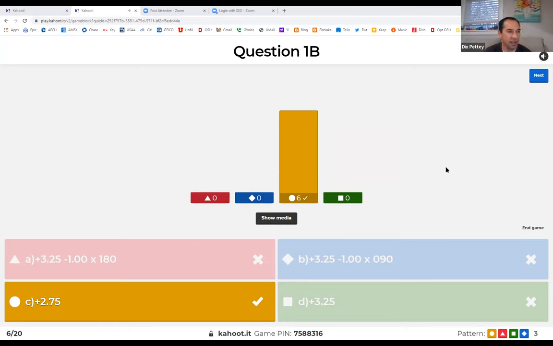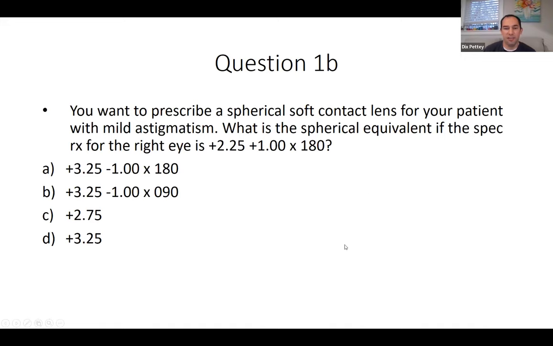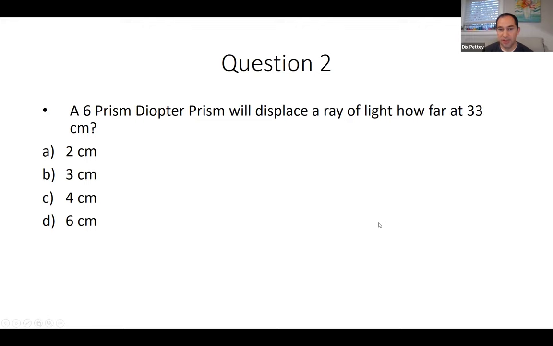Everybody rocking it on that one. Spherical equivalent is something that thankfully is pretty simple. I don't know how high yield it is, but it's good to have that skill down clinically and potentially on the test as well. You guys all got that one right. Basically, here is the equation. It's the sphere plus half of the cylinder. The only thing I would pay close attention to is if it's plus cylinder or minus cylinder, because that would determine if you're either adding or subtracting from the sphere power. But you guys all did really well on that.